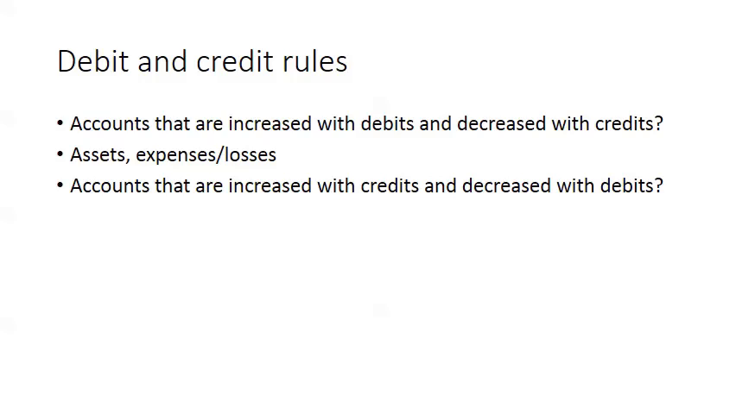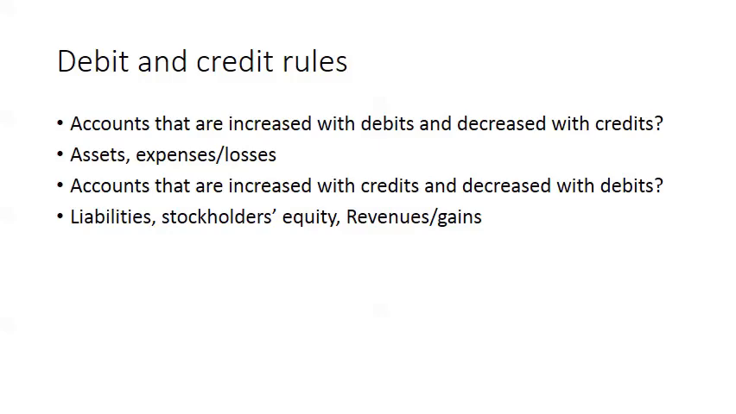Then we have the other accounts that flip. They're increased with credits and decrease with debits. The other 3. So if you can remember, the assets and expenses are increased with debits, then the other 3 are increased with credits. So that's it. Those are the rules.